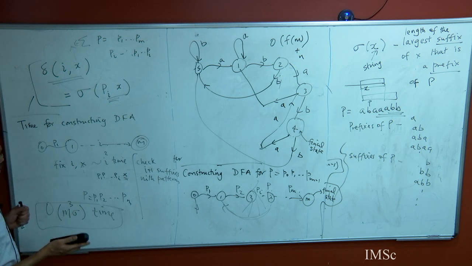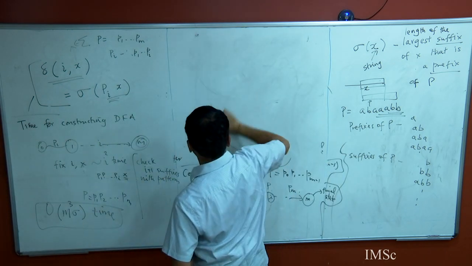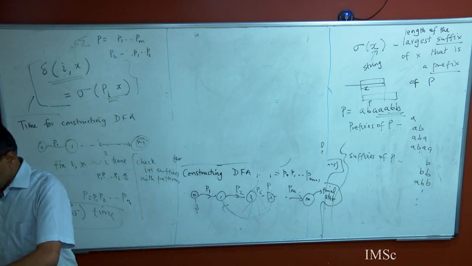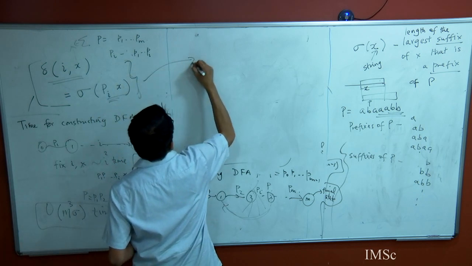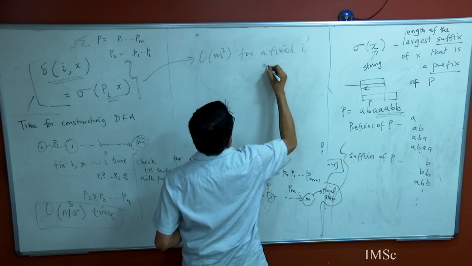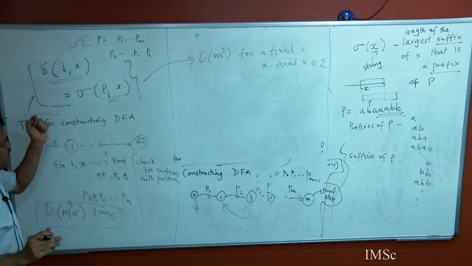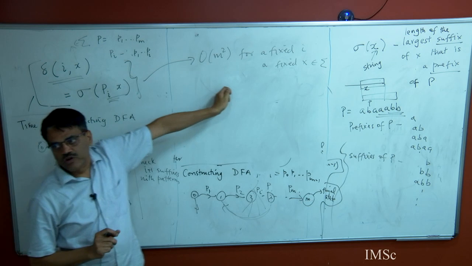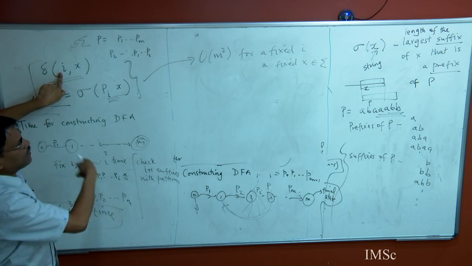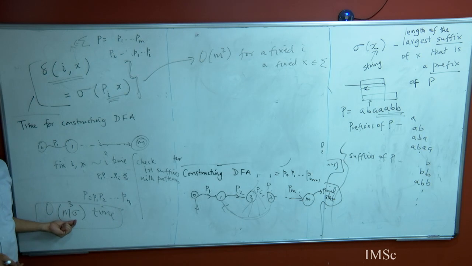So all I'm saying is that this computation takes order m square for a fixed I and a fixed X in sigma. For a fixed I and a fixed X, it takes m square time. Now, how many different I's are there? I is the number of states, which is m plus 1. So I multiply it by m, that gives me m cubed. How many different X's are there? Sigma different X's are there, so I multiply by sigma.